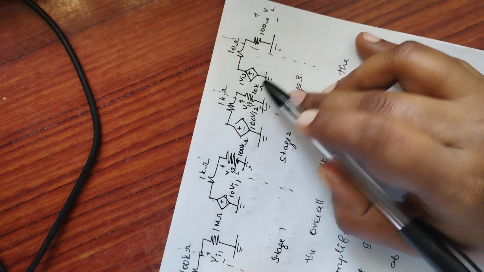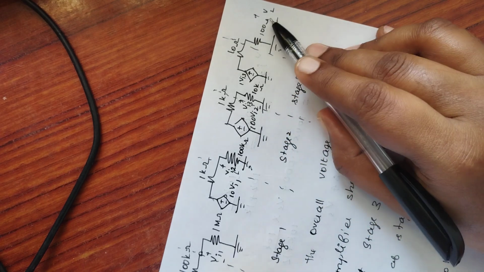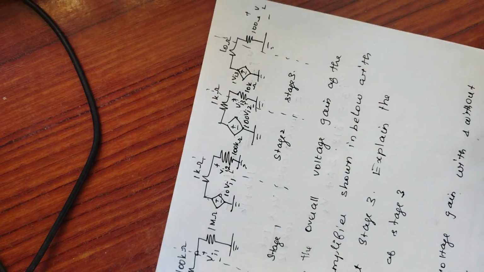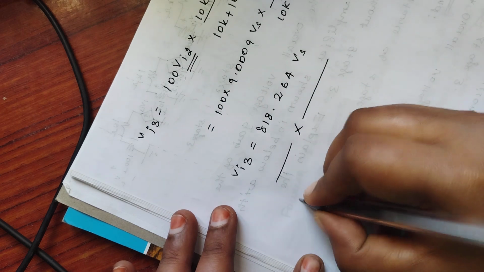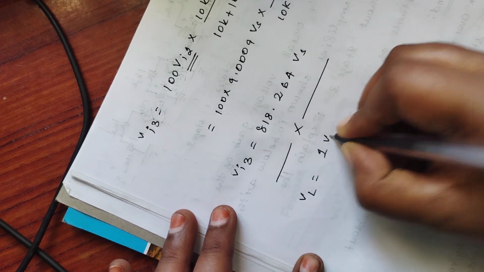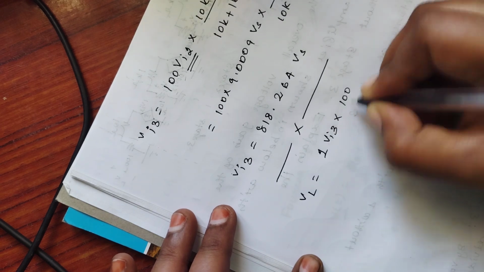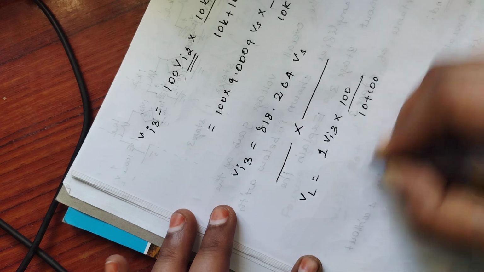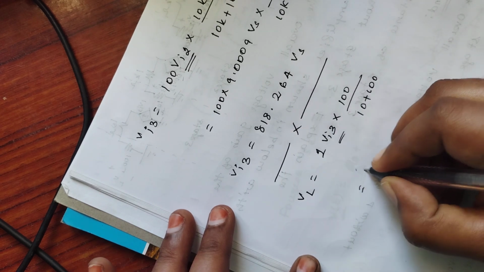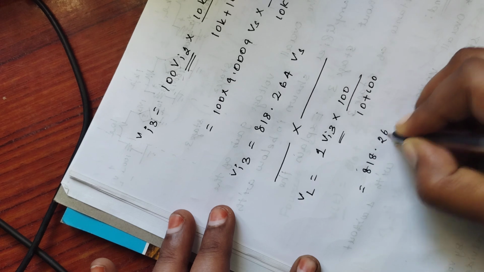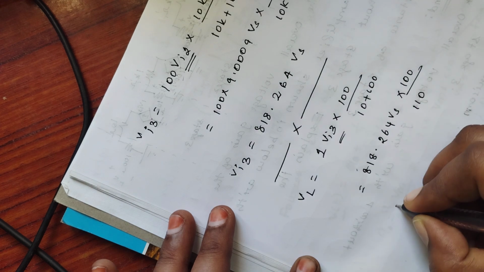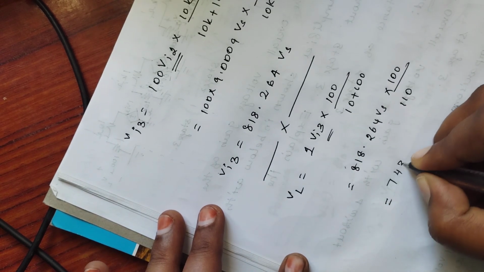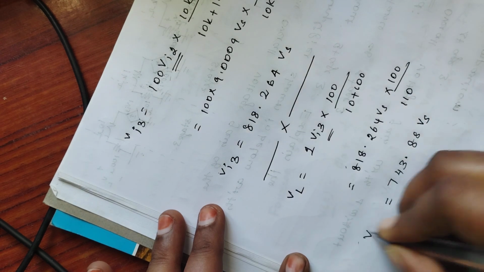Next, this is the last circuit. Here Vi3 is the input and VL is the output. Again we apply the voltage divider rule for the fourth circuit. We get VL equal to 1 times Vi3 times 100 divided by 10 plus 100. Vi3 we already found as 818.264 Vs, times 100 divided by 110, which is equal to 743.88 Vs.